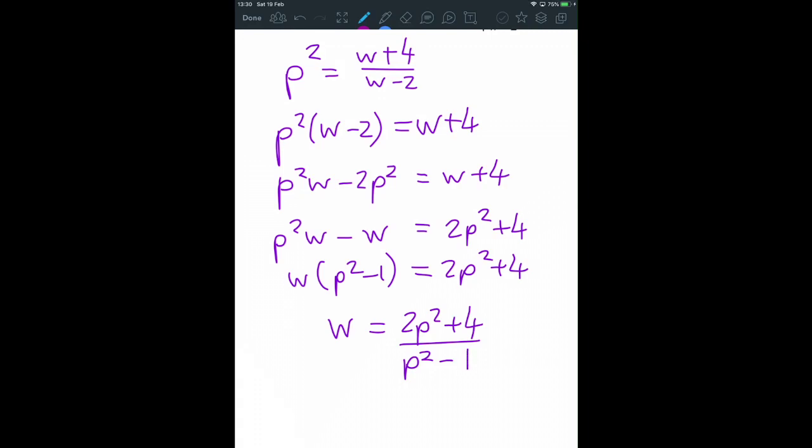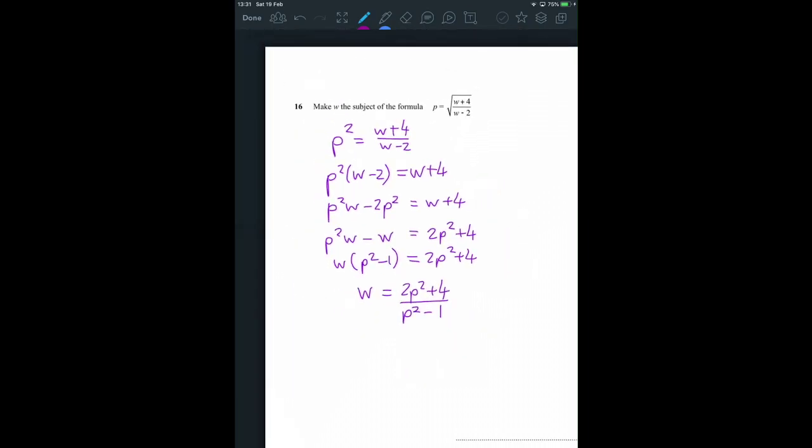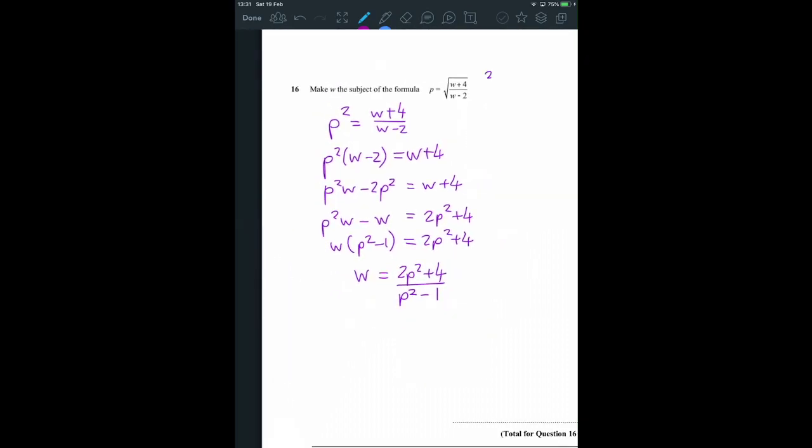Now notice there is a p squared on the top and on the denominator. They are not common to everything. There are no p's in the 4 or in the -1, so I cannot cancel those p squareds at all. There is nothing more I can do to that equation. I've made W the subject.